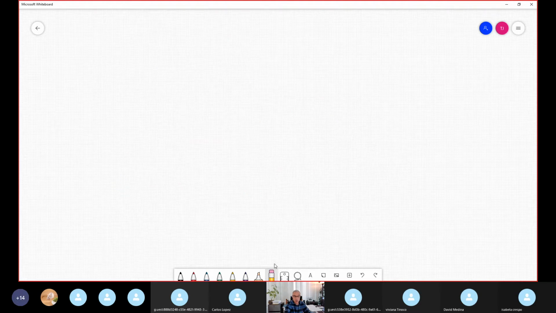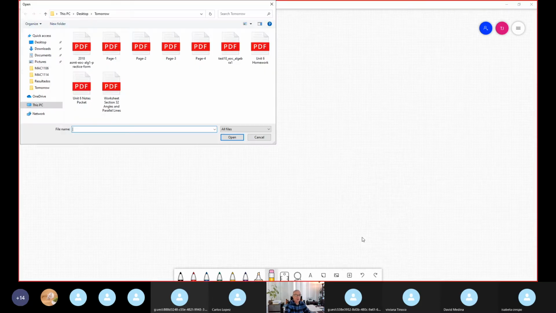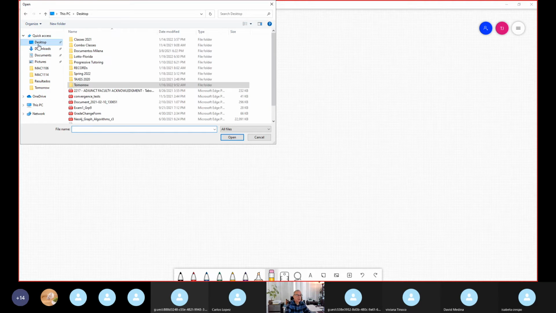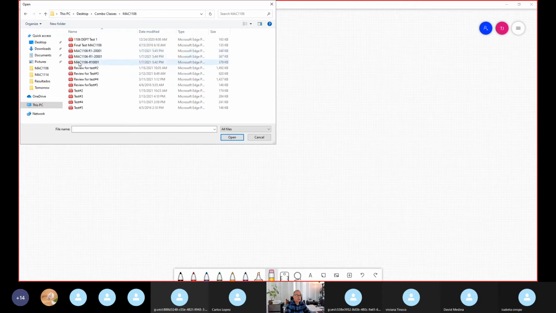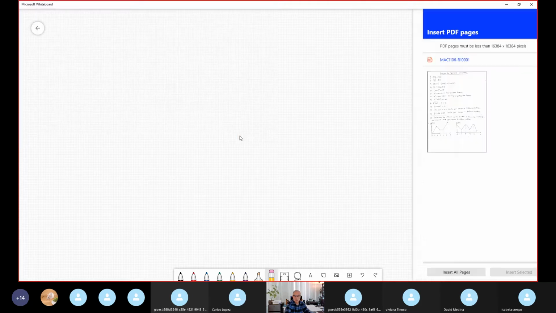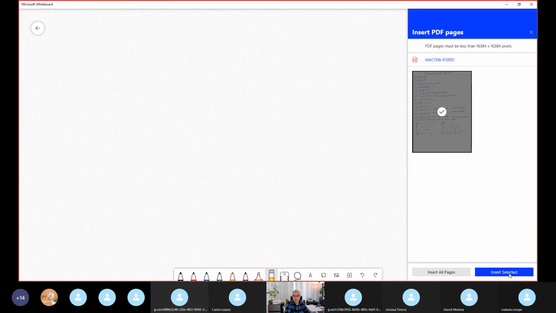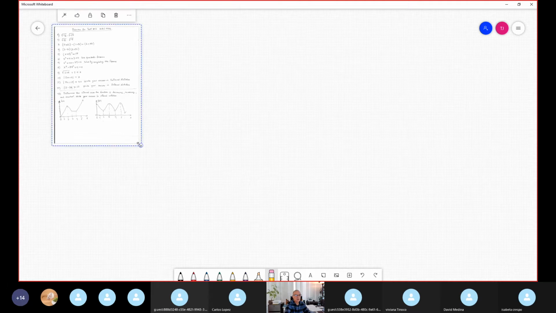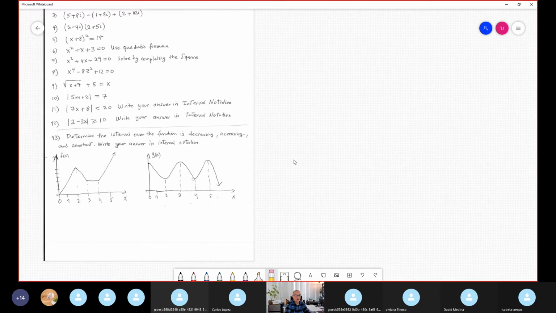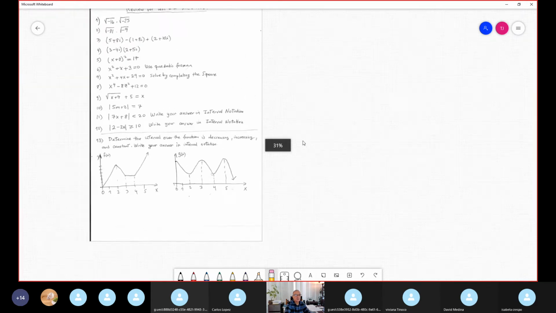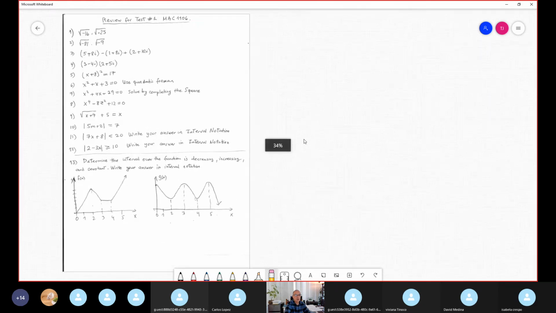Let me try to put the first page of the PDF. Okay, let me try to find it. MAC1106. I suppose it's this page. Let me see if it's this or not. There you go, it is. Let me enlarge the page. Guys, I sent you this today, no? And this is a review from the beginning, in the first lecture of this semester.